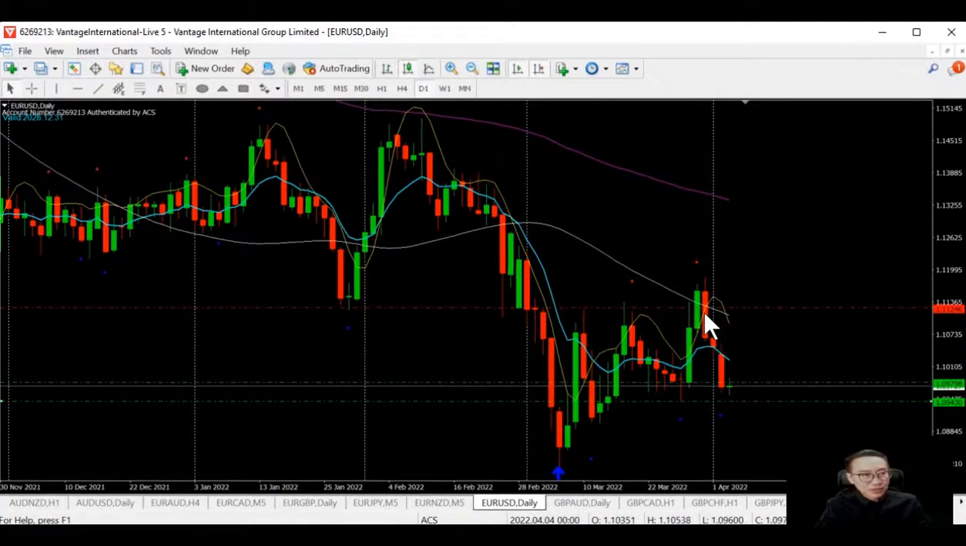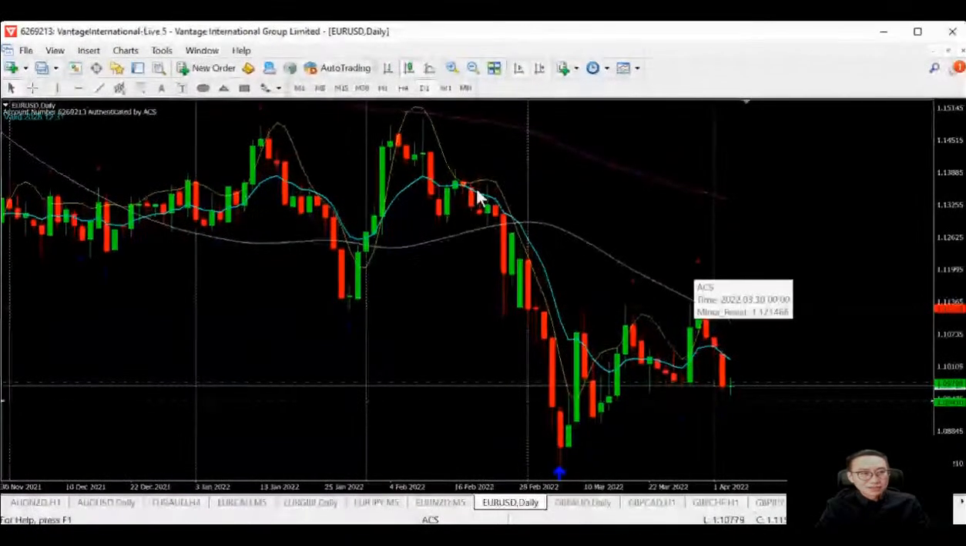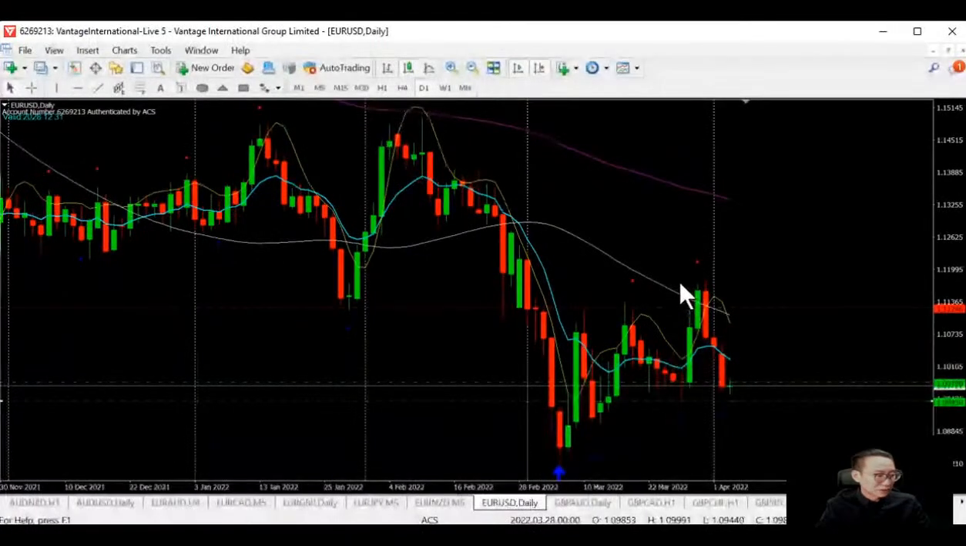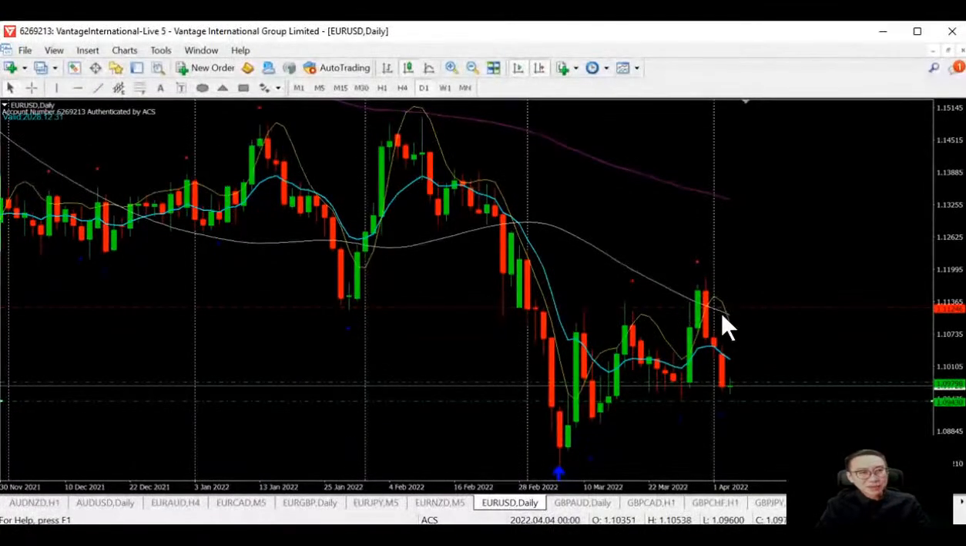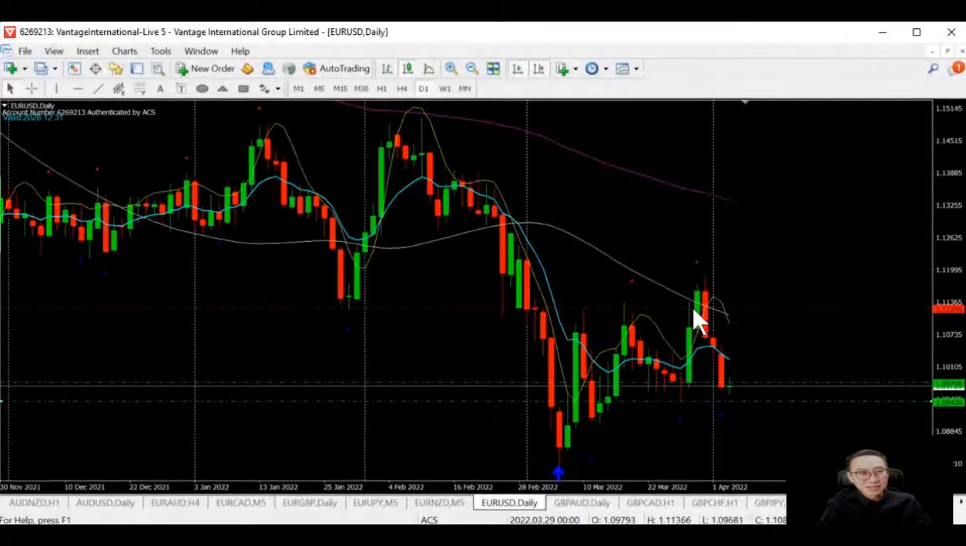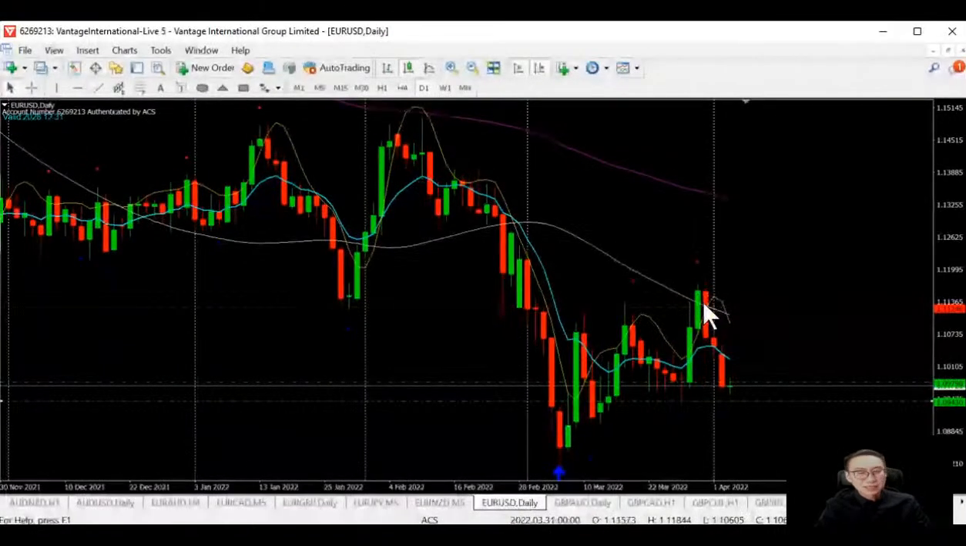When we talk about false breakout, there are a lot of people saying, okay, this is a false breakout. It's playing a fool game. So this euro dollar is playing a fool with us, trying to trick us. Okay, so this is a false breakout.